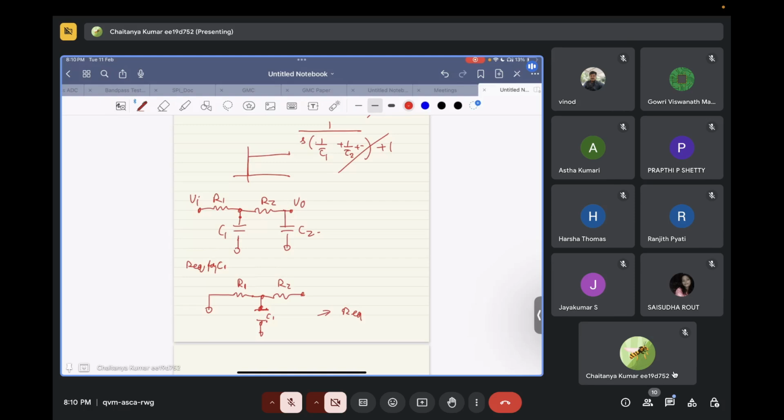The R equivalent basically is equal to R1 only, right? R2, no, no. This is a floating node. It won't be R1 plus R2. R2 won't come into picture, right? Because one side of the R2 is open circuit.